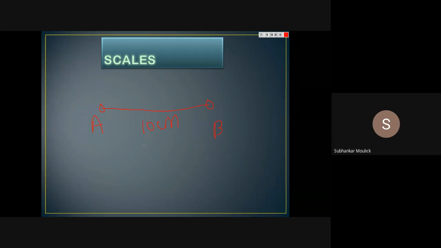But if the distance between A and B is say 10 kilometer, can you use your normal scale to measure this distance? Yes or no? No, sir. My answer is yes. All of you are telling no, but my answer is yes. Now tell me why. Even by using a 15 centimeter scale, or a 30 centimeter scale available in the market, I can measure 10 kilometer. How can I measure?